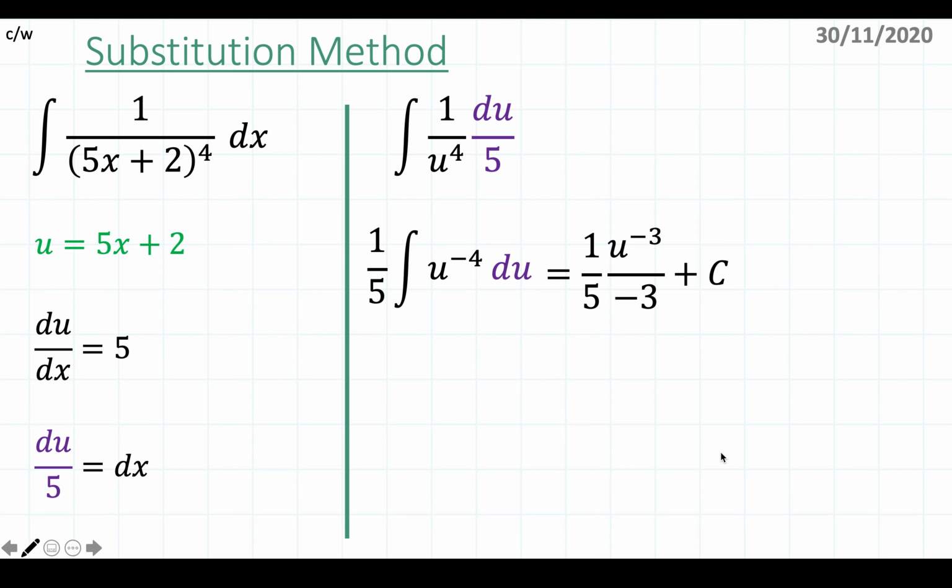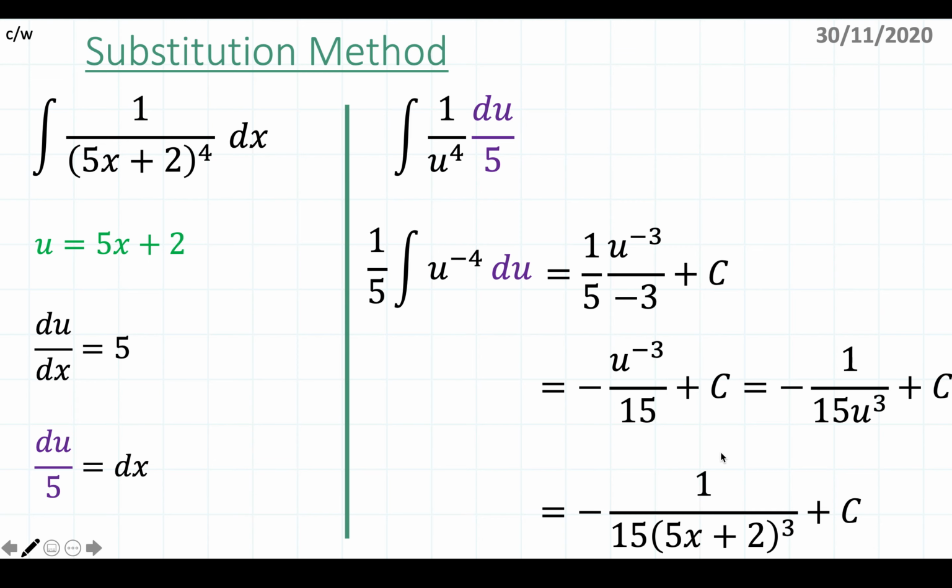It's going to give me u to the power of negative 3 over a negative 3. Simplify this, and that's going to give me a negative u to the power of negative 3 over 15 plus c. I'm going to bring the u to the denominator just to make it a bit more convenient. And then I'm going to put back my value in there, so 5x plus 2. Making sure you don't forget the negative in here. And that's to the power of 3 plus c.